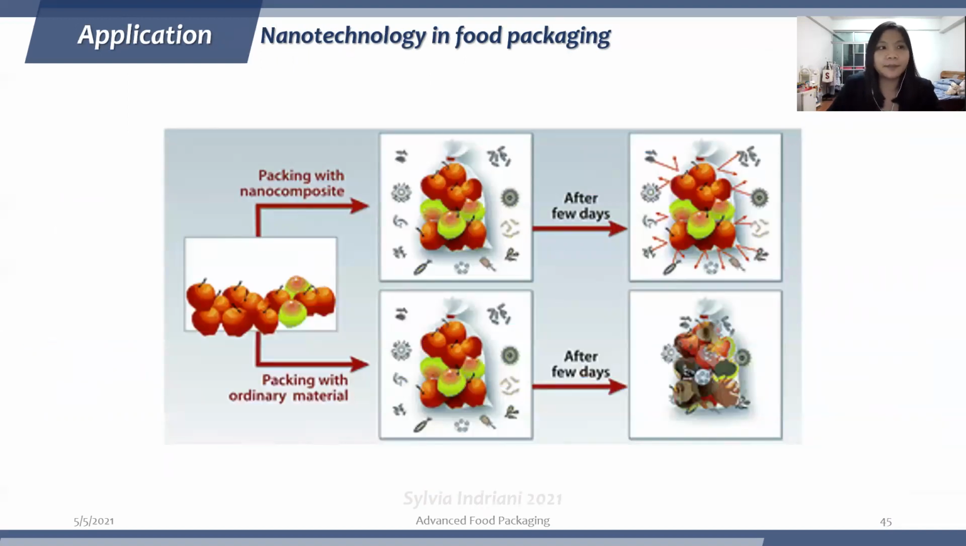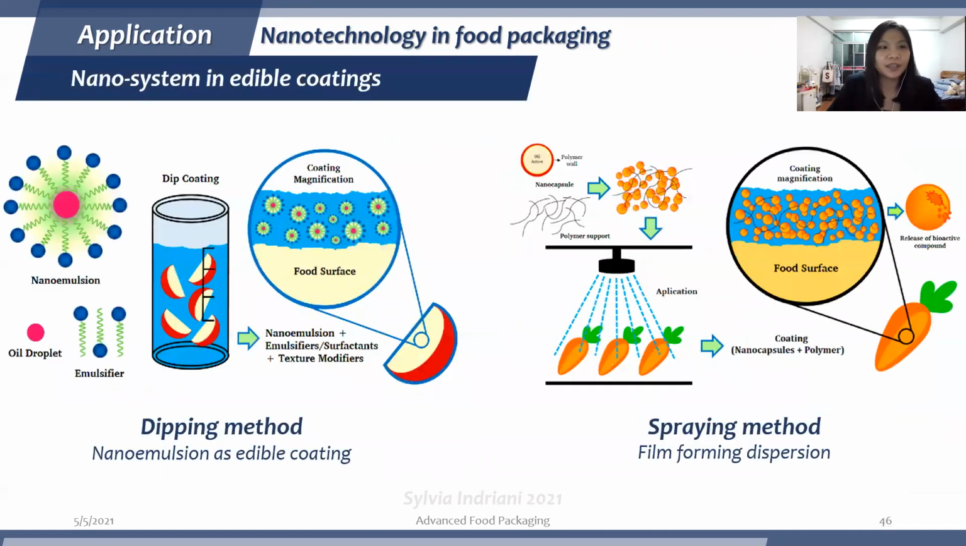This is the basic concept of the nanocomposite. How does the nanocomposite protect the food from contaminants or from the environment? Packaging with nanocomposite can inhibit food deterioration and spoilage. Nanocomposites can be formulated with bioactive compounds and applied to fruits and vegetables by coating methods, as shown here, using dipping or spraying methods. These are just examples.